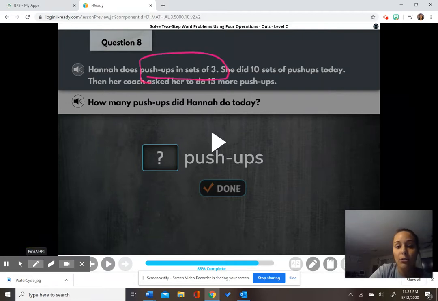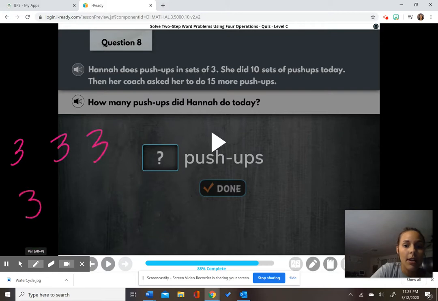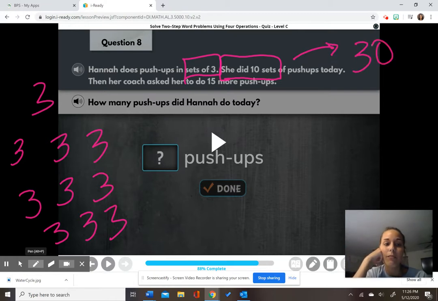So when in doubt, do a picture. I got a set of 3. I got another set of 3. I'm just doing tally marks, but really you could do it however you want. You could do 3, 3, another set of 3. And it says that she did 10 sets of it. 10 sets of 3, which means there's 10 threes. 10 times 3, you should know what it is. 30. Easy peasy. So she did 30 here today.